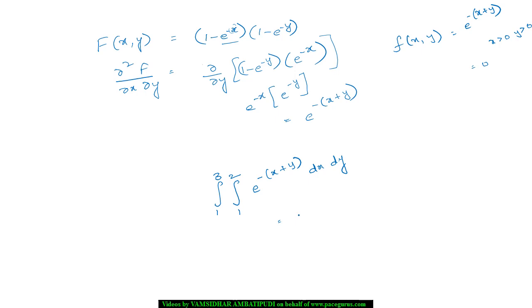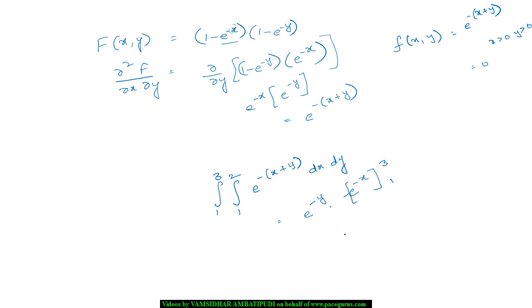So I can very well integrate with respect to e to the power of minus x into e to the power of minus y. I'll take x, so y will be constant, e to the power of minus y into e to the power of minus x. The integral is minus e to the power of minus x, which I am integrating with respect to x, taking values 3 and 1.